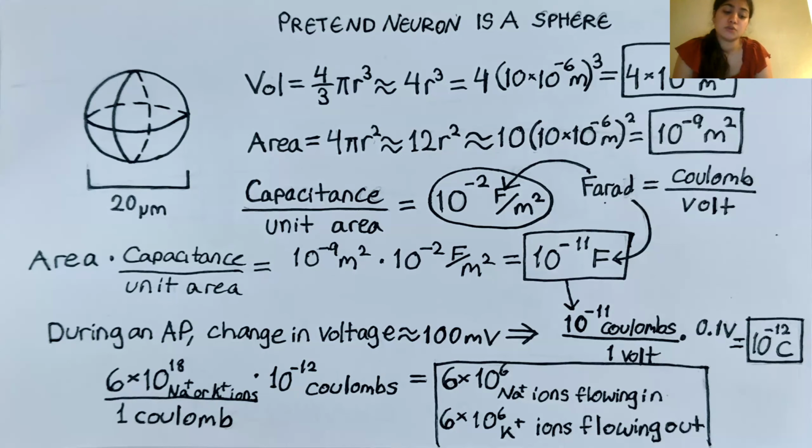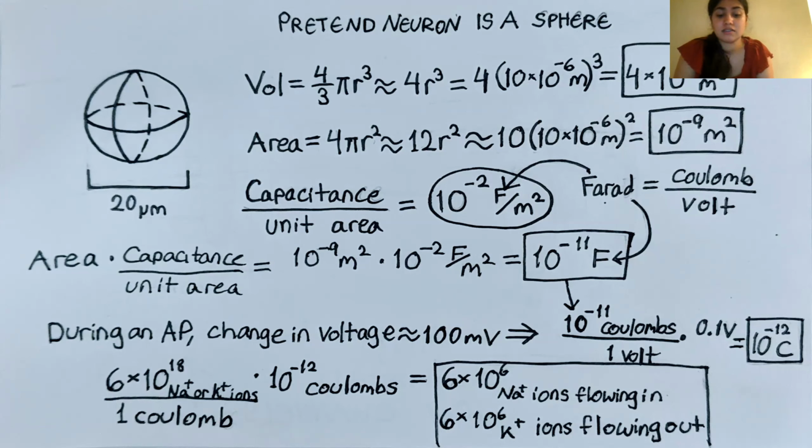The volume is going to be equal to 4/3 pi r cubed, which is approximately 4 times r cubed, which ends up being 4 times 10 to the negative 15 meters cubed for our neuron's volume. Our surface area is going to be 4 times pi r squared, which is approximately 12 times r squared, which is approximately 10 times r squared. And that ends up being 10 to the negative 9 meters squared.